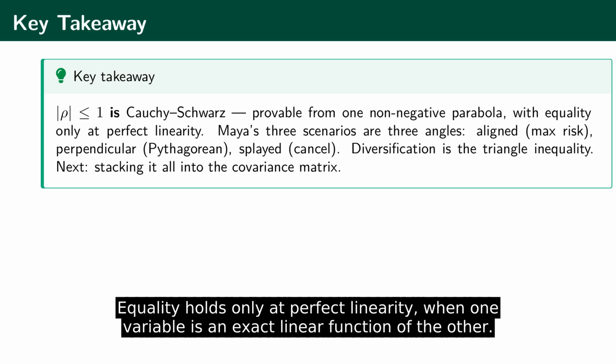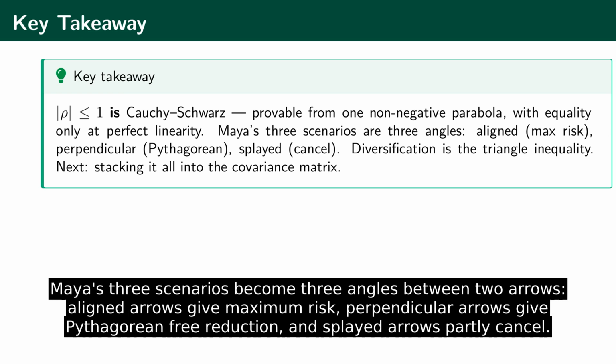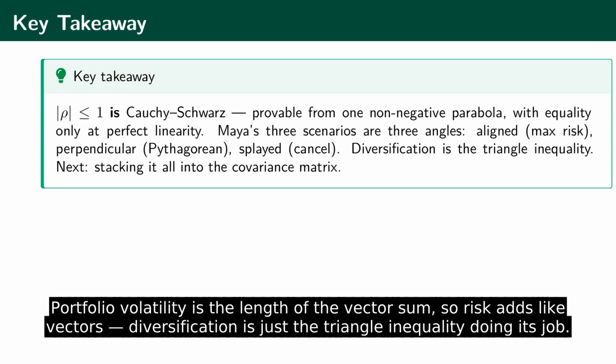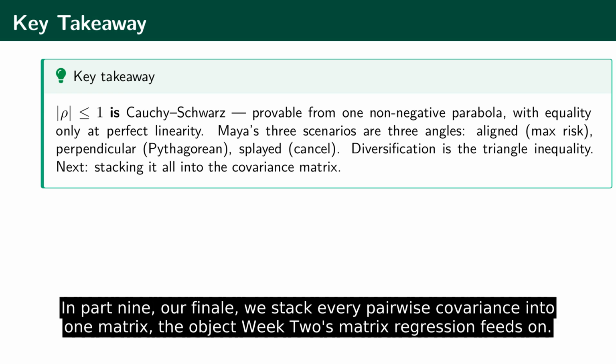Maya's three scenarios become three angles between two arrows. Aligned arrows give maximum risk, perpendicular arrows give Pythagorean free reduction, and splayed arrows partly cancel. Portfolio volatility is the length of the vector sum, so risk adds like vectors. Diversification is just the triangle inequality doing its job. In Part 9, our finale, we stack every pairwise covariance into one matrix, the object matrix regression feeds on.